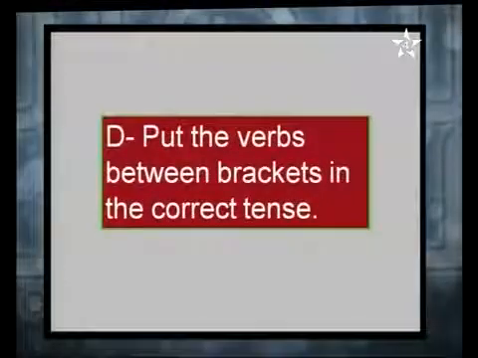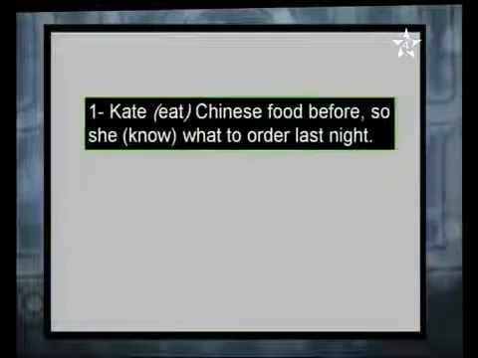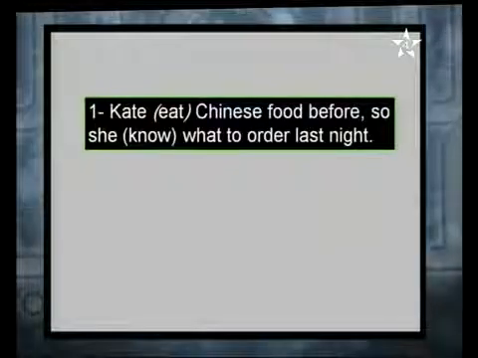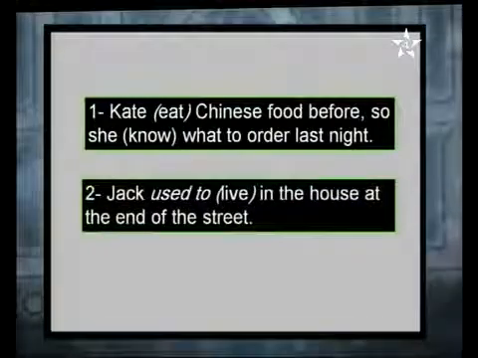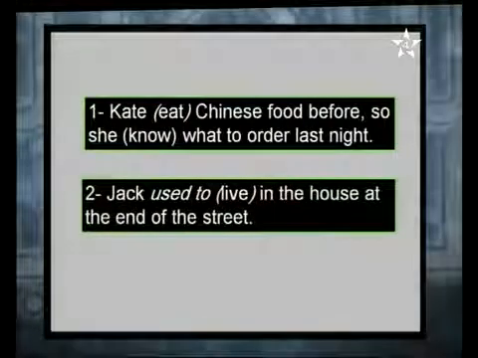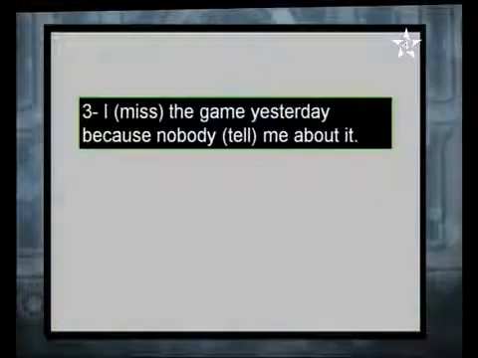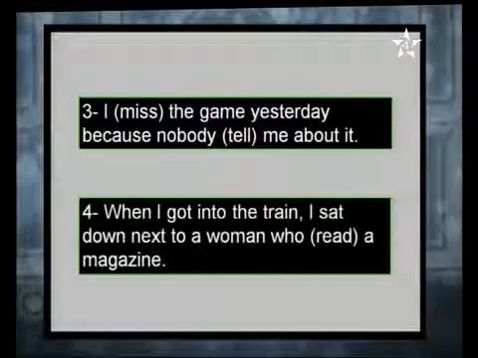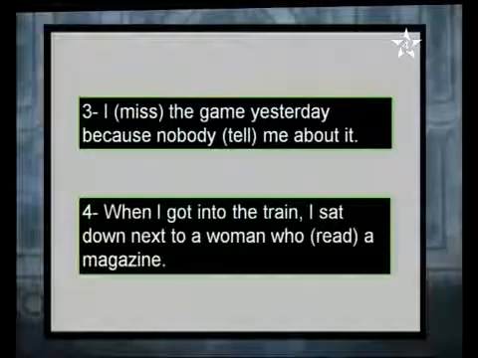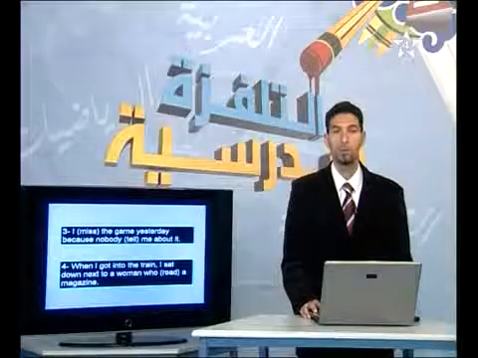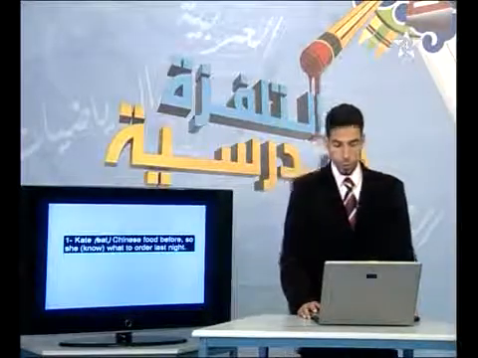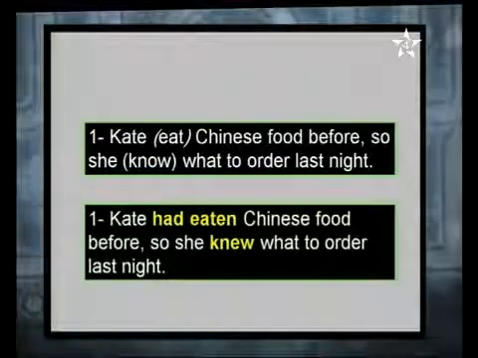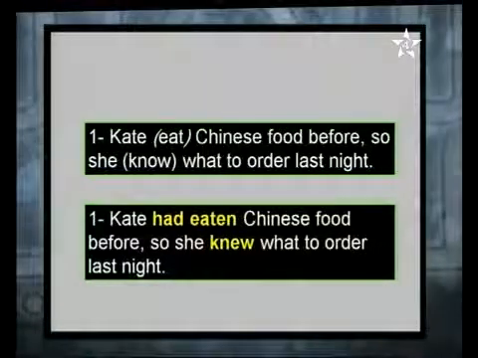Good. Now, D, put the verbs between brackets in the correct tense. Kate eat Chinese food before, so she know what to order last night. We are speaking in the past. 2. Jack used to live in the house at the end of the street. Third sentence, I missed the game yesterday because nobody told me about it. Fourth sentence, when I got into the train, I sat down next to a woman who read a magazine. Correction. 1. Kate, what do you think? Kate, we're speaking about before, okay? Kate had eaten Chinese food before, so she knew what to order last night.